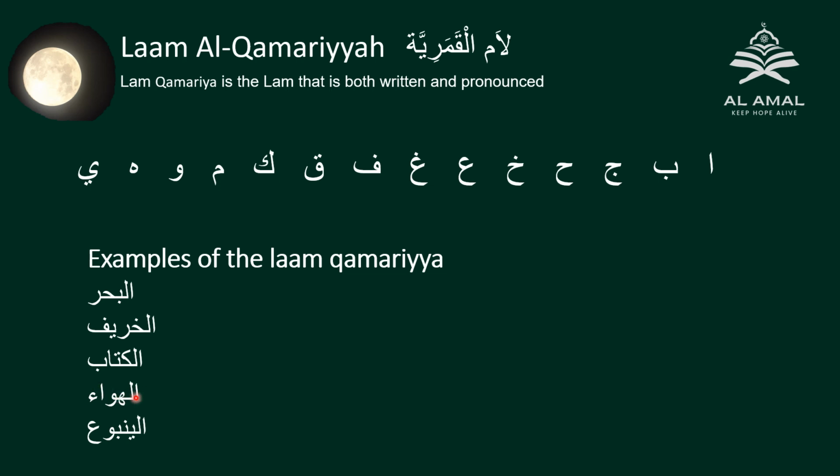Al-hawa, okay? And so is letter ya, as you can see. So again, letter ya is like Qamariya, like the moon. So we pronounce this as al-yambu'. Al will be so clear. So I hope you understand that for Al-Qamariya, it's like the moon, and the lam will not shy away, to clearly pronounce the lam.